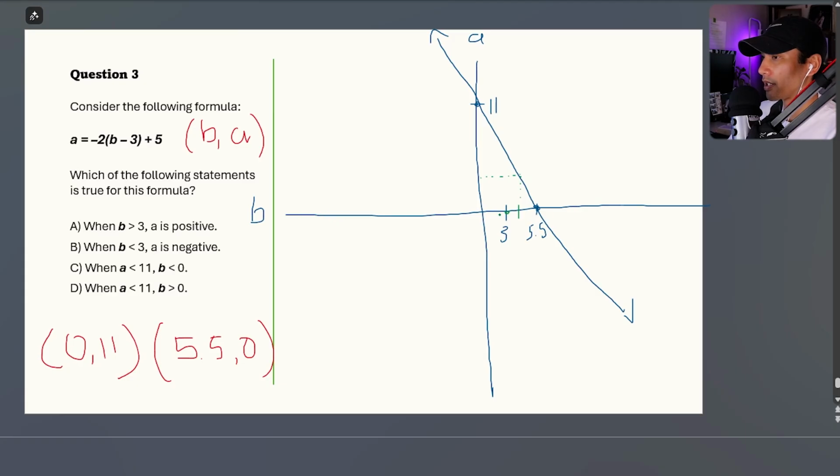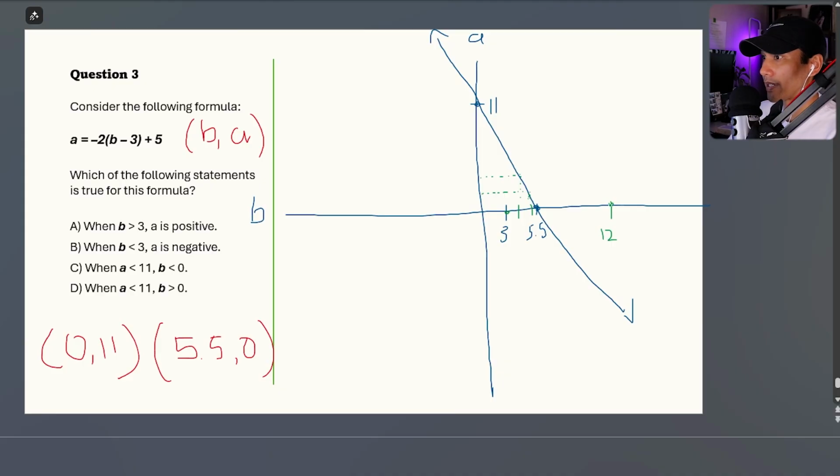When b is greater than 3, before we used to deal with stuff all in a terms. But now we're on the b-axis, the x-axis. So for example, 4. We go up, it's a little sliver, but then if we go up, we touch the line, we go this way, and it's still positive. A is positive.